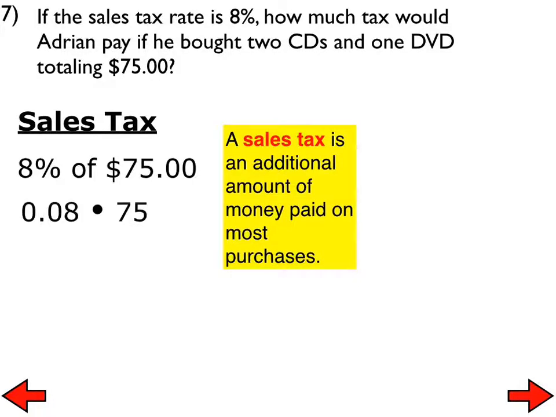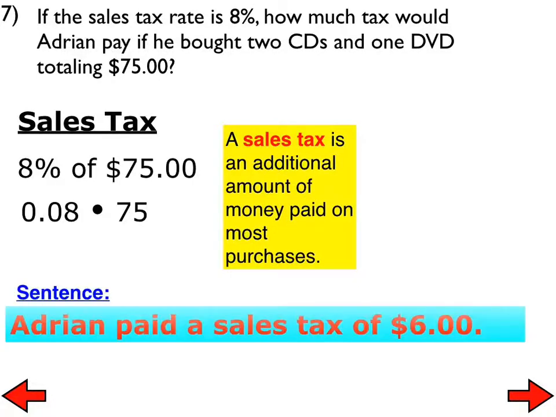So 0.08 times 75 means Adrian paid a sales tax of $6. In our next lesson, we're going to add on to this: how much would Adrian have to pay total? So we would then have to add that sales tax back onto the $75. But that's for next lesson.